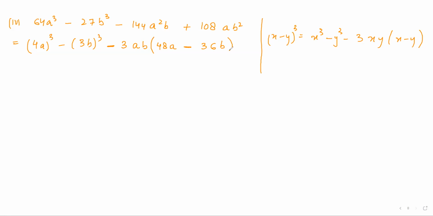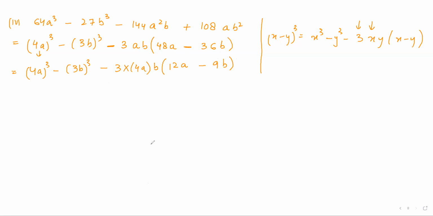Okay. Now 4a whole cube minus 3b whole cube minus 3 into x. So your x is actually 4a. That means 1 4 has to come out from here. This is your x, which is actually 4a. So 3 is already here. Let me take 4 outside. So if I take my 4 outside, what will be left? 1 and 2. 12a minus 4 into 9 is 36. Is this clear?